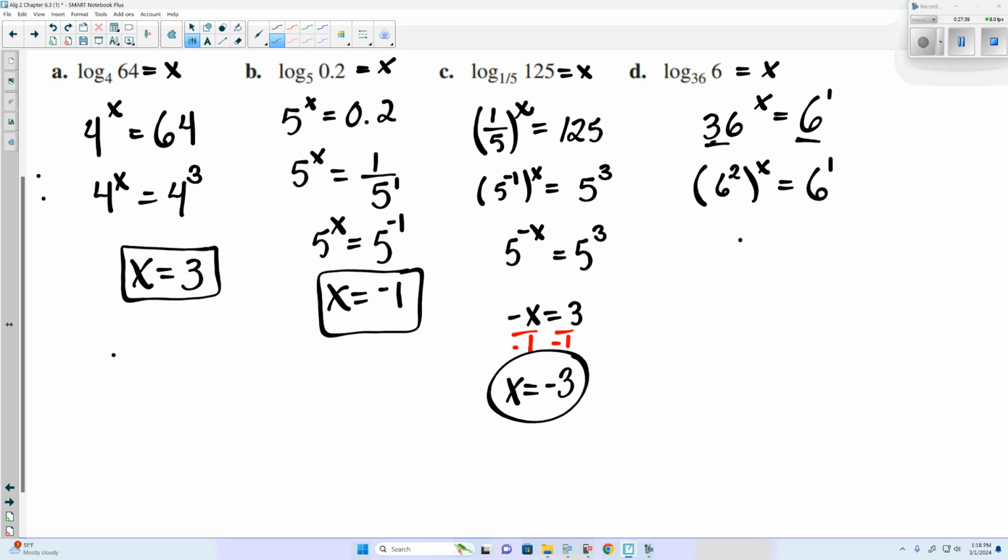Now our powers of powers. 6 times 6 is 36. So 6 squared to the x. Powers of powers multiply, so our 2 times x. So this is telling us that 2x is equal to 1. To solve this, we would divide, telling us x is 1/2.